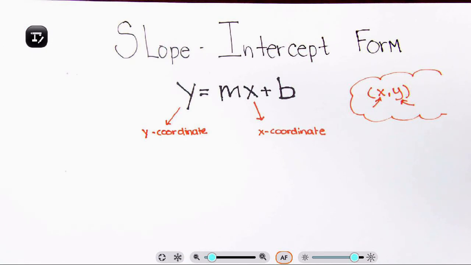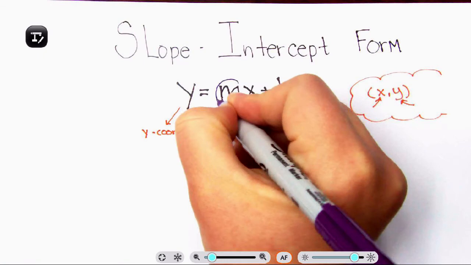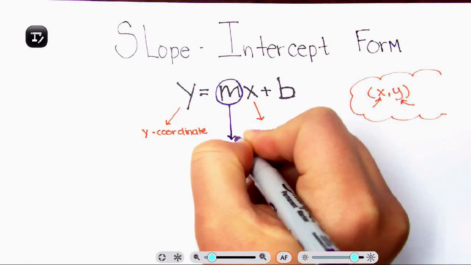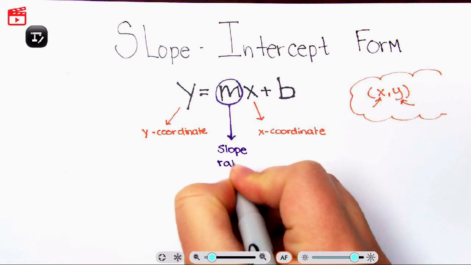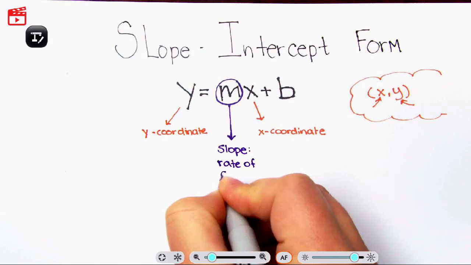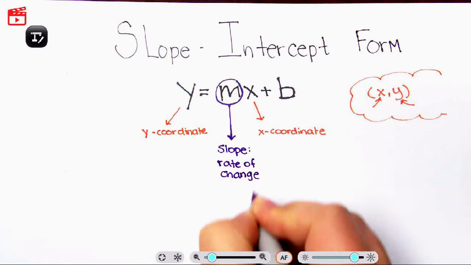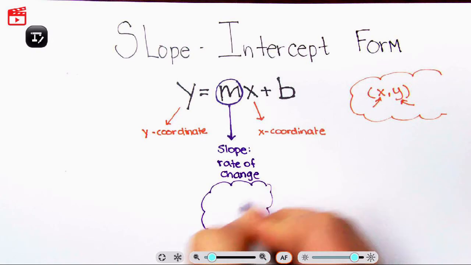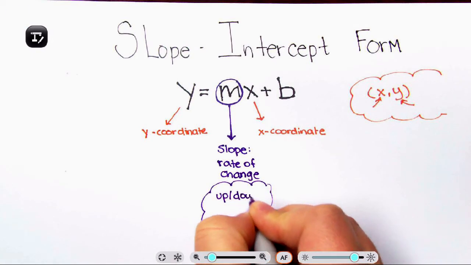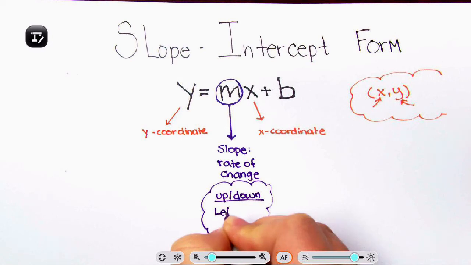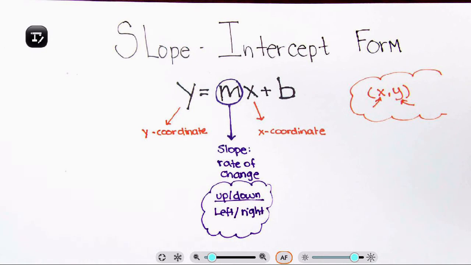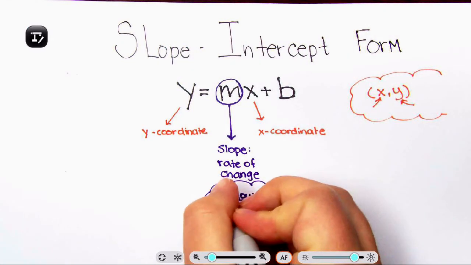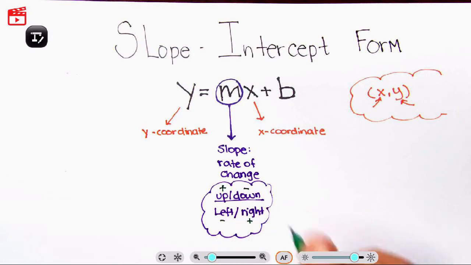The m is what is important. The m in this bubble represents the slope. Now the slope is the rate of change. That is where we are doing, here's another thinking bubble, up, down, left, right. And again, if you're in my class, you should know this, but up is positive, down is negative, left is negative, right is positive. Rise over run if you're in a different class.